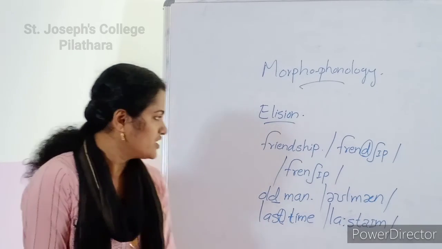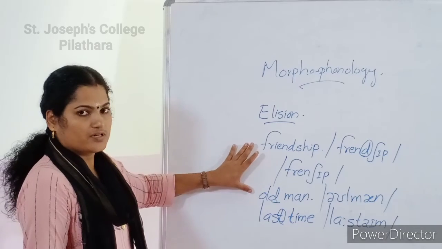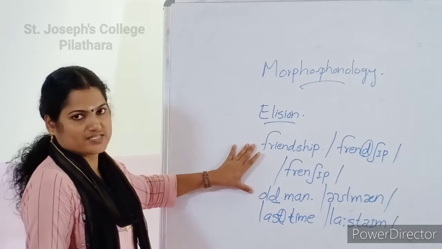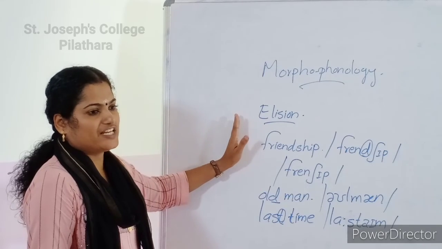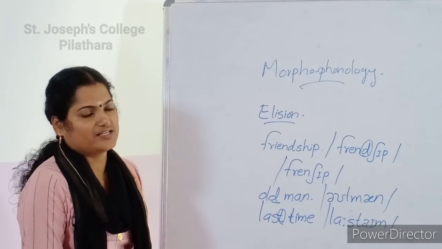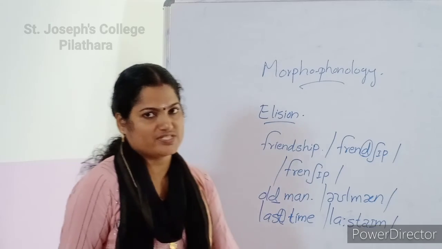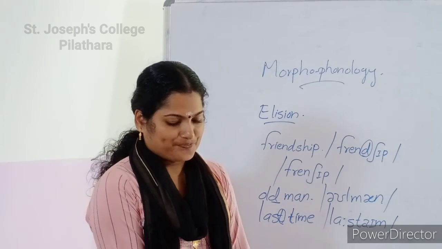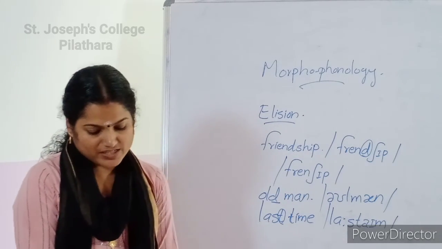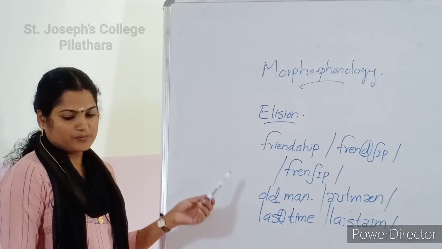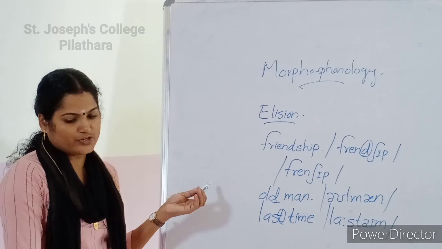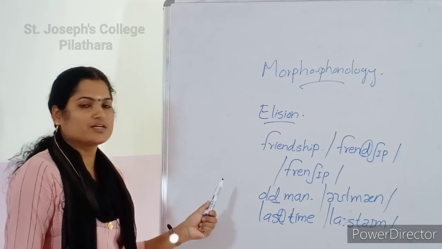So, these are the two morphophonemic processes that we could see in morphology, that is assimilation and elision. Morphophonemics is a branch of linguistics that deals with or studies the interaction between morphological and phonological or phonetic processes.